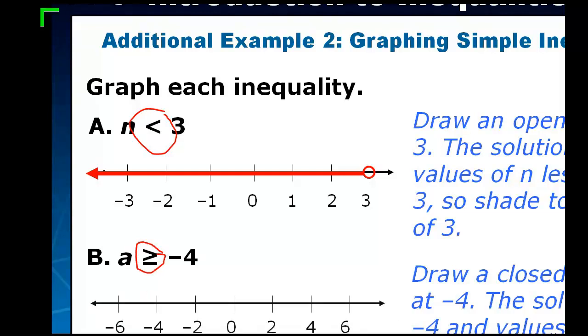So I make my number line. I will go to -4 and draw a closed circle. Then I will draw a line or shade all the numbers greater than -4. Any number greater than -4 is a solution here. Maybe 6, maybe 7, maybe 8. It's going on, okay?